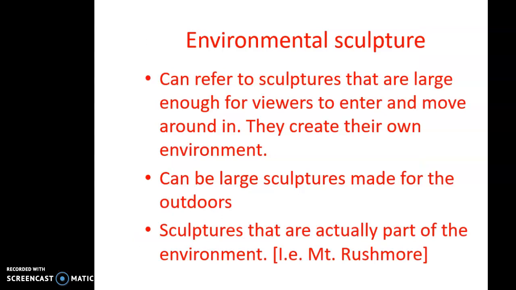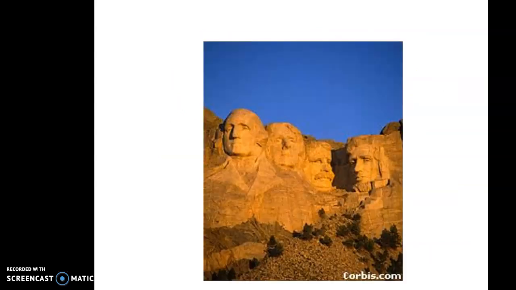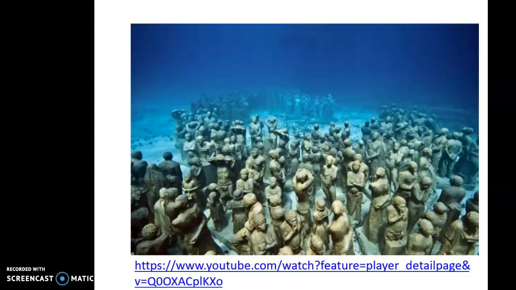Now, environmental sculpture can refer to sculptures that are large enough for viewers to enter and move around in. They create their own environment. It can be large sculptures made for the outdoors, or can actually be a part of the environment. So Mount Rushmore is a really good example of an environmental sculpture. That is a part of the environment.